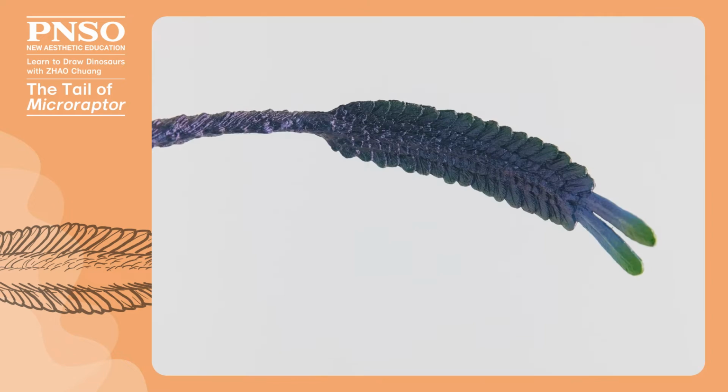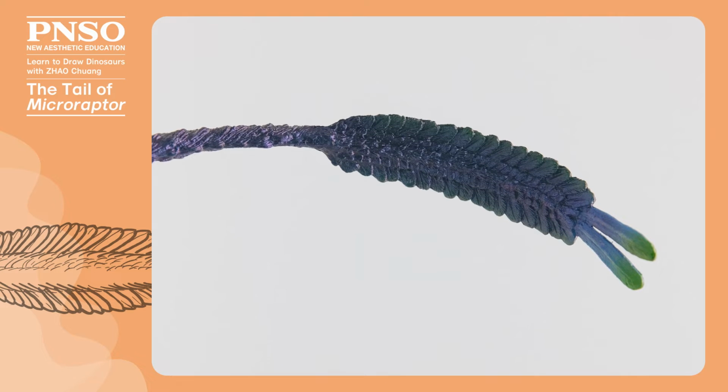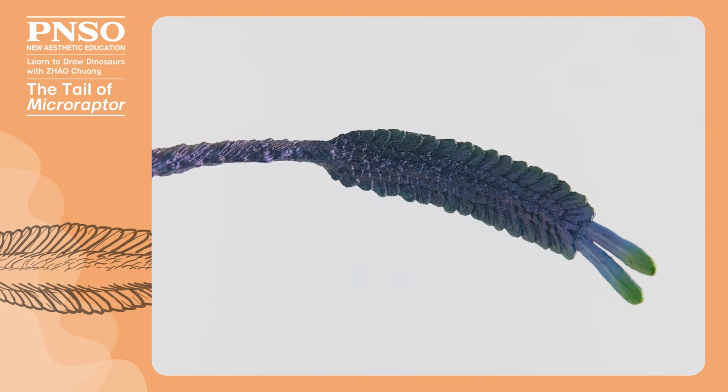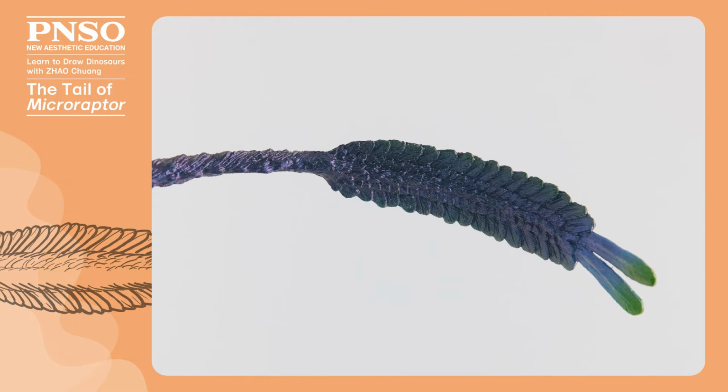In addition, we need to note that not every part of the Microraptor's tail had flight feathers. They grew from the middle toward the back. Its flight feathers were vertical at the beginning. Toward the back, they were more and more inclined. At the end of its tail, they became structures similar to a rabbit's ears.